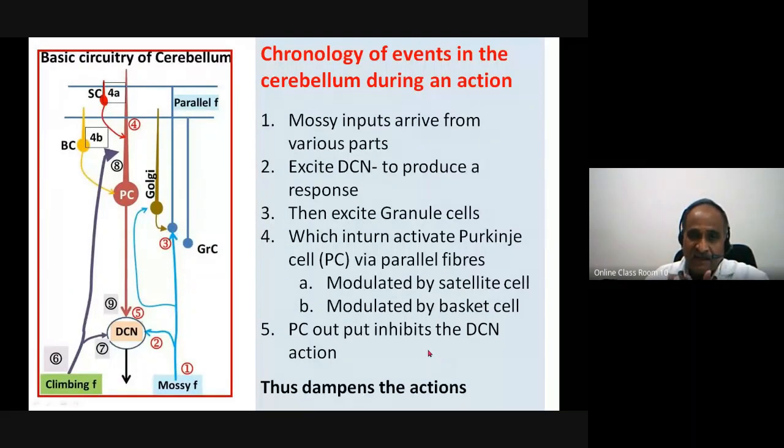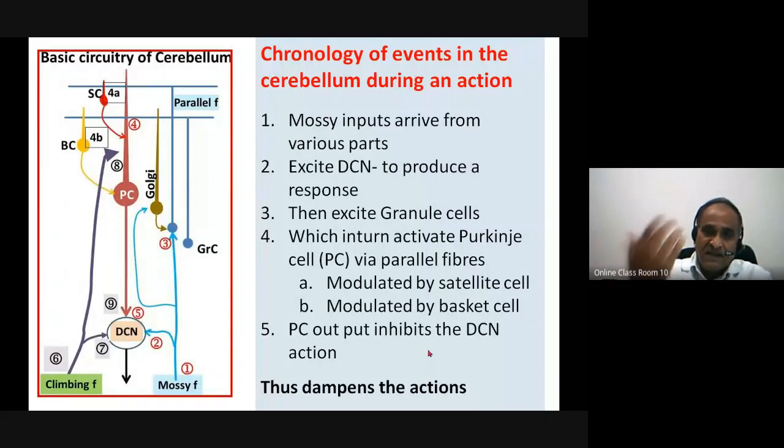Okay, let me tell. Now the Mossy fibers come and activate. There is a contraction of the muscle. And once it is activated, this contraction has to be steadied. So it should go slowly, and it should not overshoot like this.